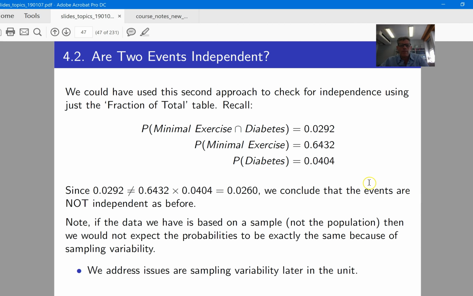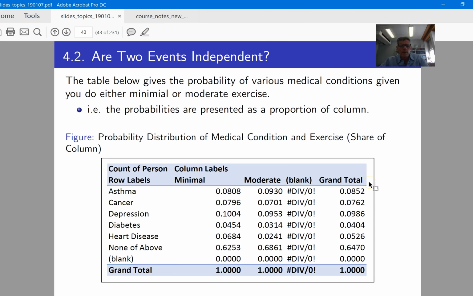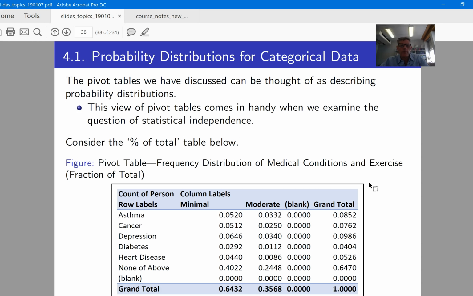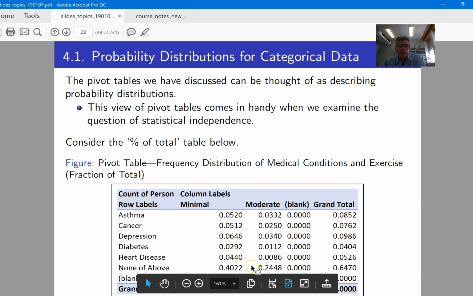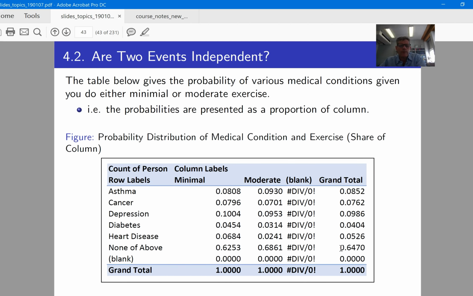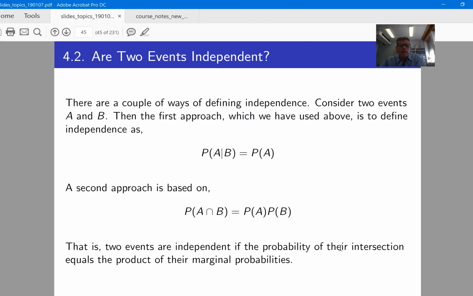So in this example, if we go back a few slides to the complete table before we started taking conditional probabilities, here it is. The probability of having diabetes is 0.0404. The probability of engaging in minimal exercise is 0.64. And the probability of diabetes and minimal exercise is 0.0292. Just remember those numbers and come forward a few slides to where we are now.